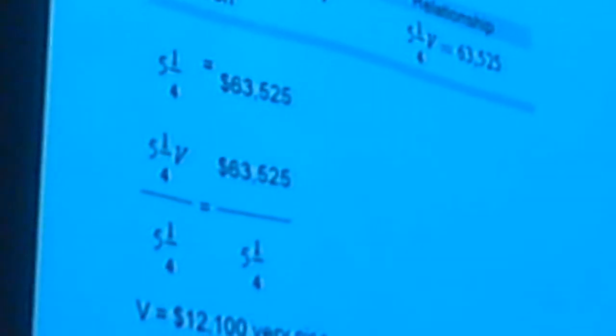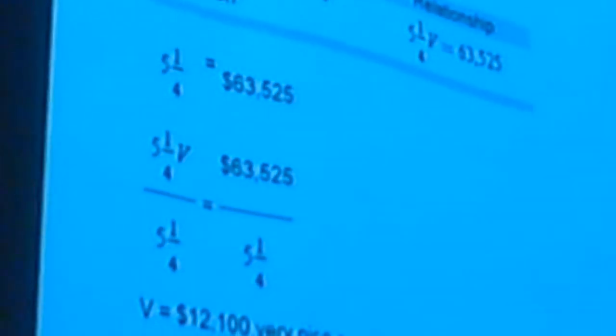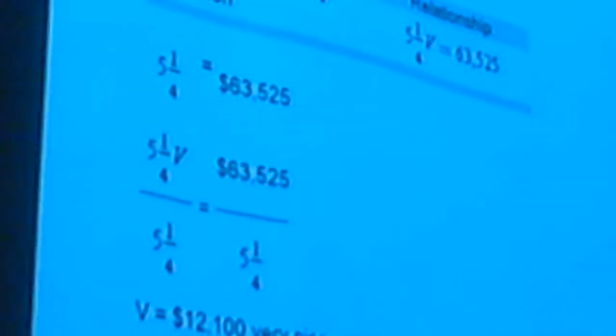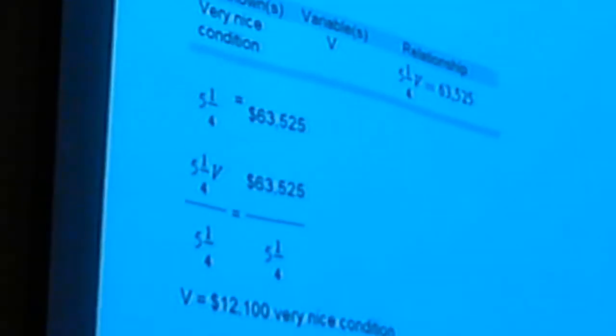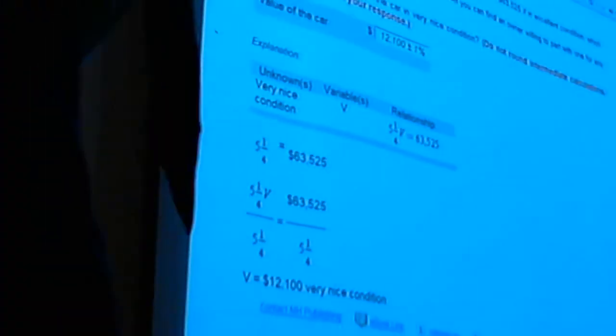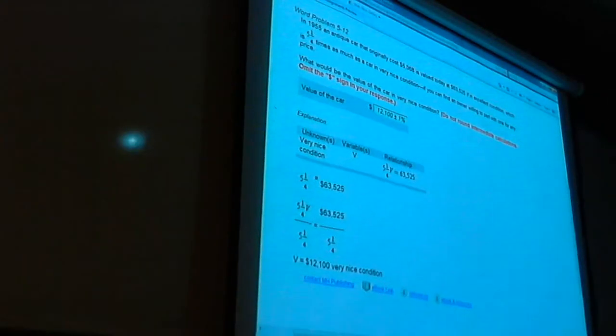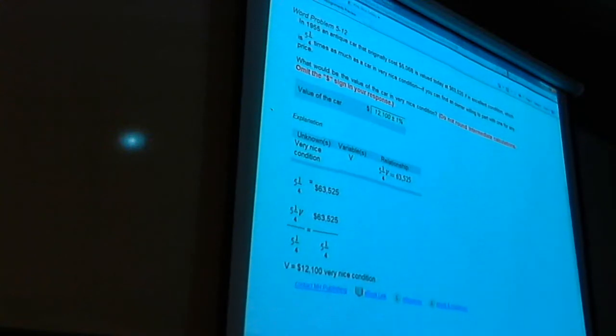But again, right here, you could have 5.25 times V. And in that case, what would you do? You divide by 5.25 on both sides, which would make it very easy for you if you use the decimal instead. Any questions on this one? Okay, so it's all familiar? Still? Just 4 or 5 minutes.